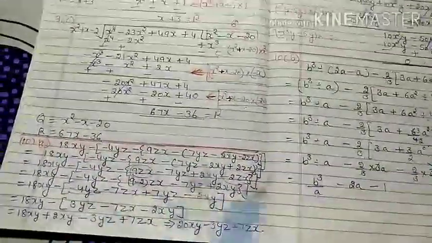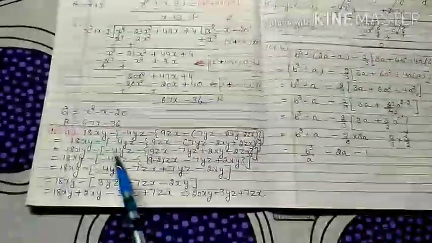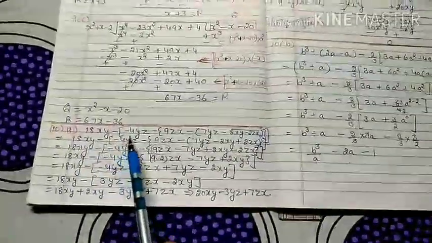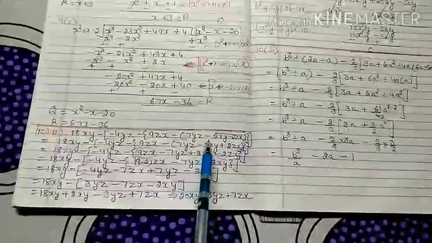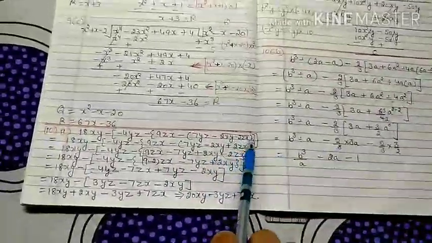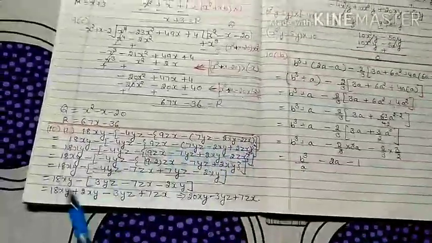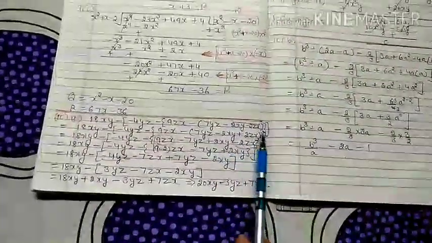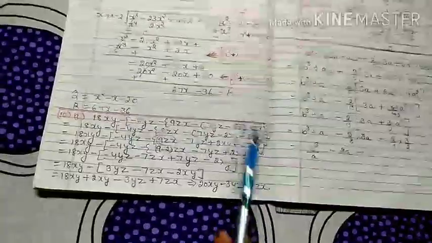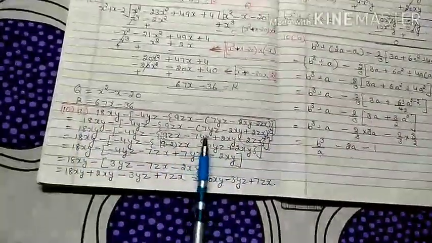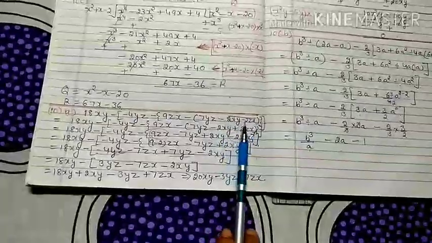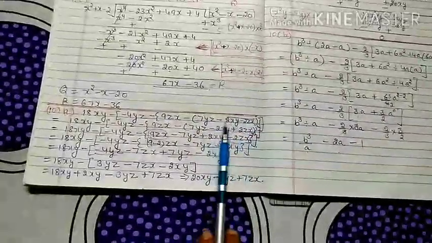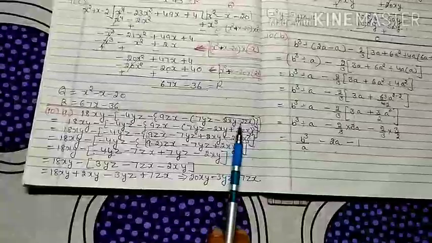Now next is 10th question A part. You have to simplify the algebraic expression: 18xy minus 4yz minus 9zx, minus 7yz minus 2xy minus 2zx. There is a small line there. Very first you have to solve this small line, and the other terms should be written as they are. Here the negative sign is outside, which means when you open this, you remove this line and all the signs present here will be changed.